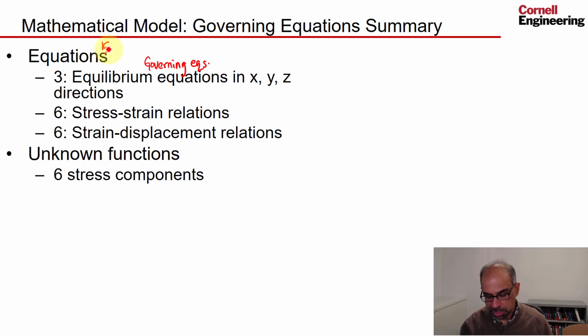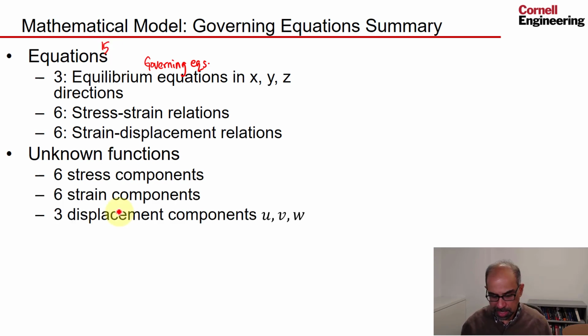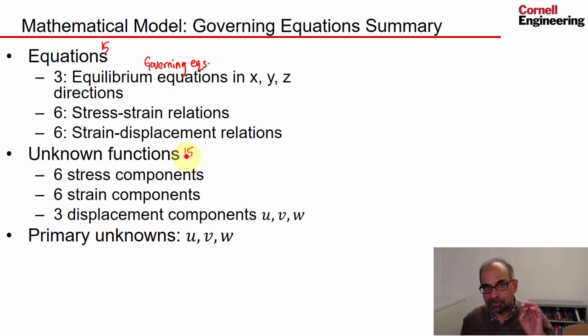Unknown functions, we have 6 stress components, 6 strain components, and 3 displacement components, u, v, and w. So we have 3 plus 6 plus 6, 15 unknown functions. So we have enough equations for the unknown functions. And in the finite element method, we take the primary unknowns to be the displacements, u, v, w.